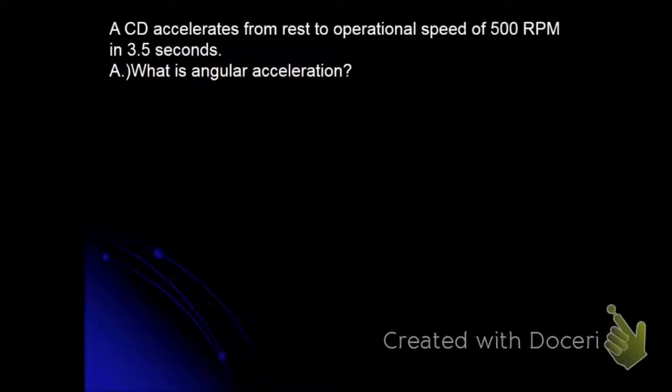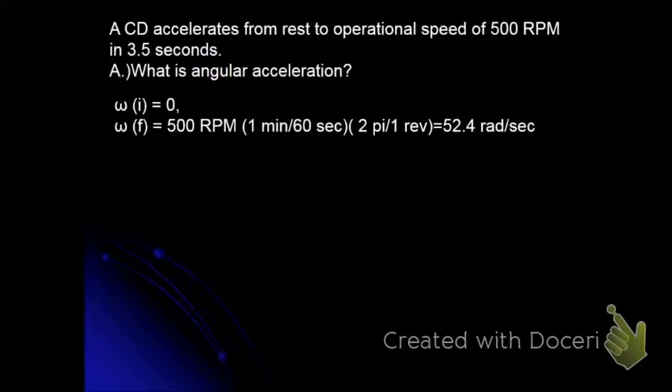Here's a simple sample problem about this. Say we have a CD that accelerates from rest to an operational speed of 500 RPMs in 3.5 seconds, and we want to find out the average angular acceleration. To do this, we need to know how fast it's going at the beginning and how fast it's going at the end. At the beginning, of course, it's not moving, and then it will accelerate to 500 RPMs. We just need to convert that, though, to radians per second.